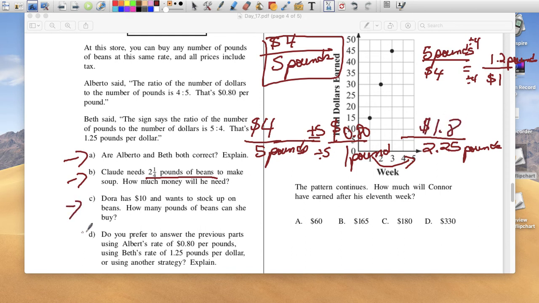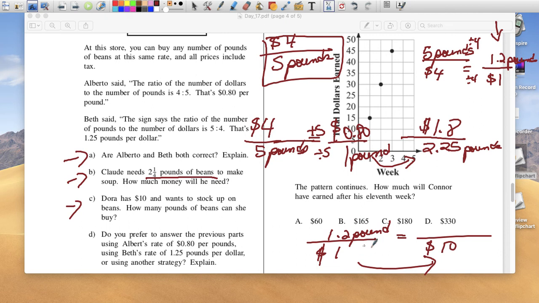Now, if you look at the second question, Dora has $10. How much can she buy? For that one, it's better to use the one on top, so let me write this over here: 1.2 pounds for $1. Now if I set up a proportion, I have $10. Look how much easier. It's a times 10 relationship. So it means I can buy 12 pounds. Depending on what the question is asking, I can use this relationship or this relationship right here.